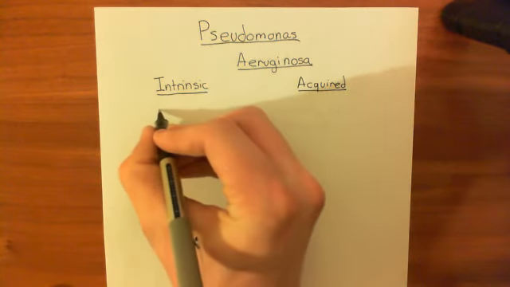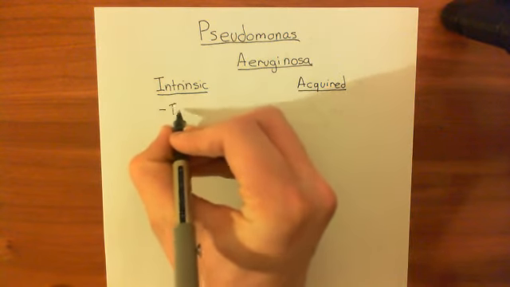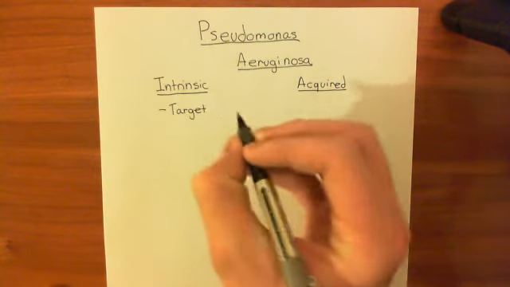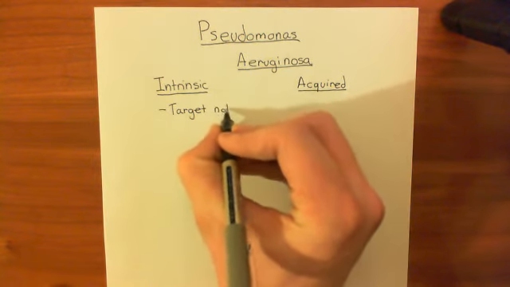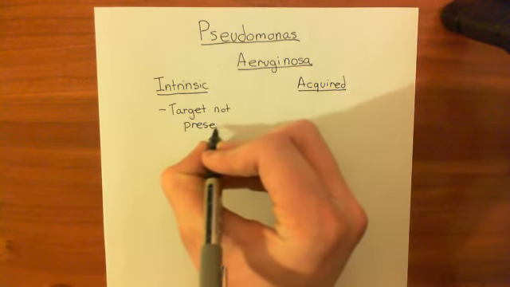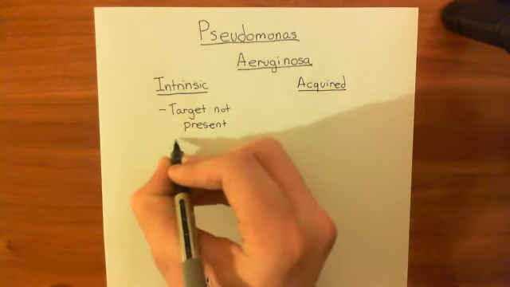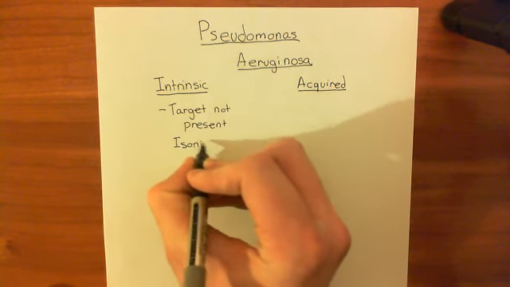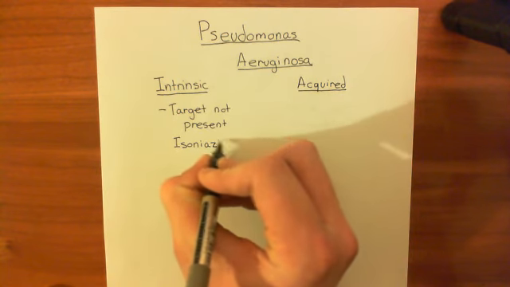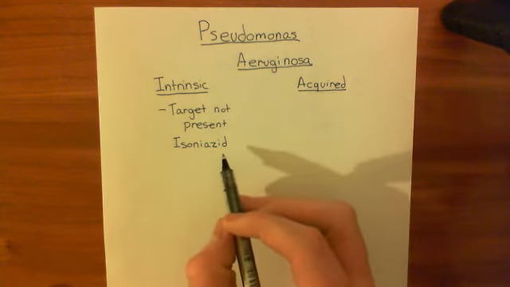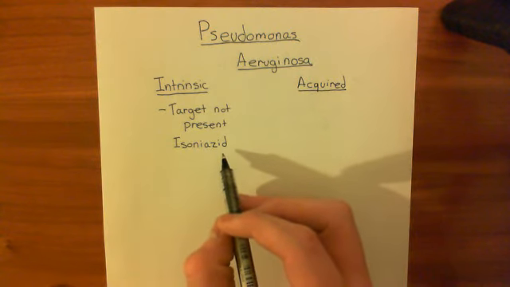So, what sort of mechanisms could give a bacterium intrinsic resistance to a drug? Well, potentially the target just would not be present. If the target isn't present, then the drug's not going to work. So, for instance, let me give you an example: the antibiotic isoniazid, which is used to attack tuberculosis, Mycobacterium tuberculosis, stops the synthesis of mycolic acid, basically.